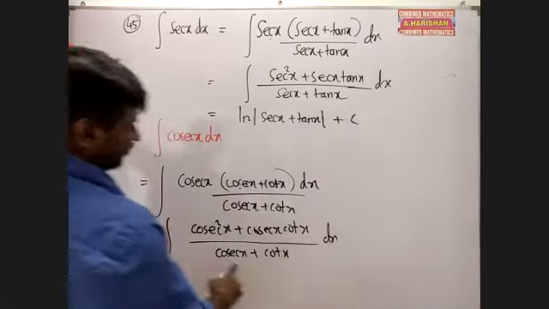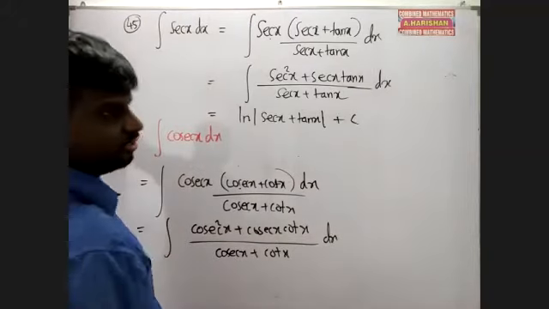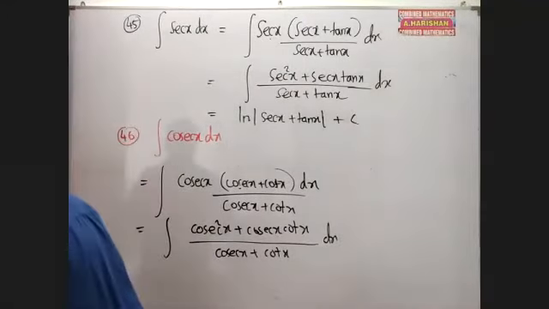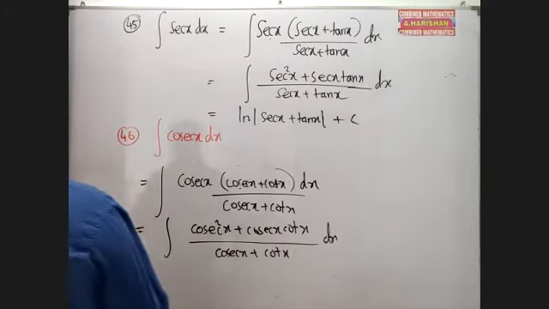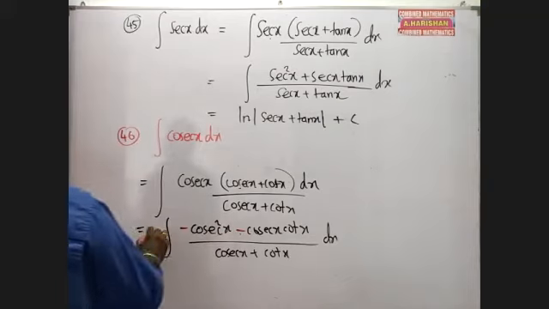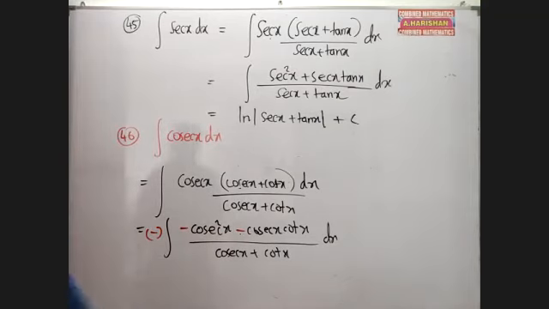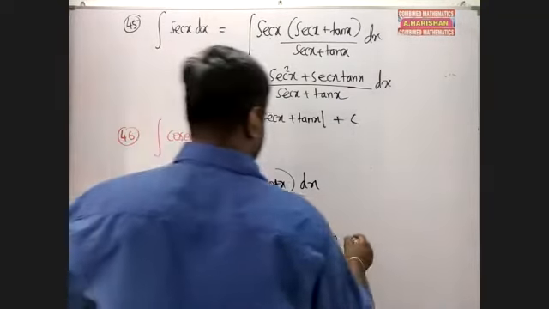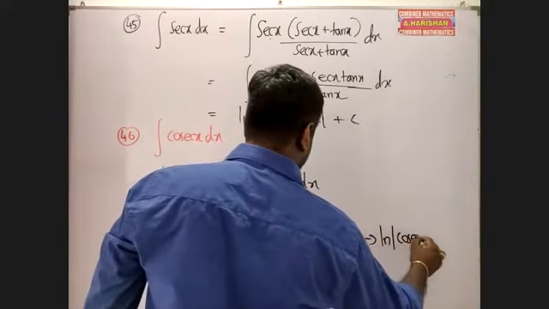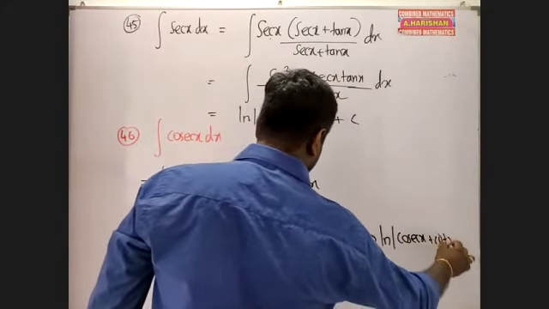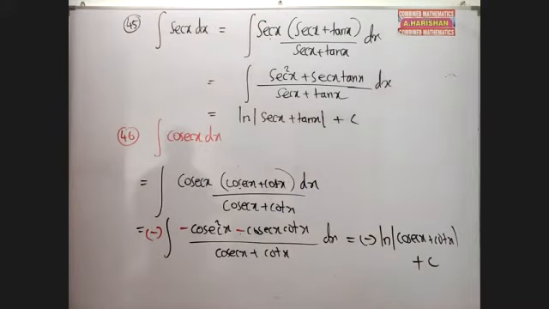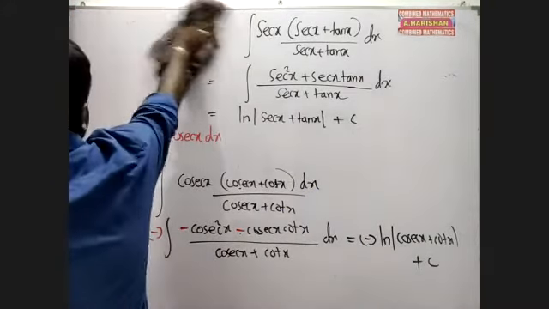What is the differentiation of cosec x? Minus cosec x cot x. What is the differentiation of cot x? Minus cosec square x. But unfortunately, I'm not having the minus there. What I can do is multiply top and bottom by minus. Now the answer is negative ln of cosec x plus cot x plus c. That's it. Very important.